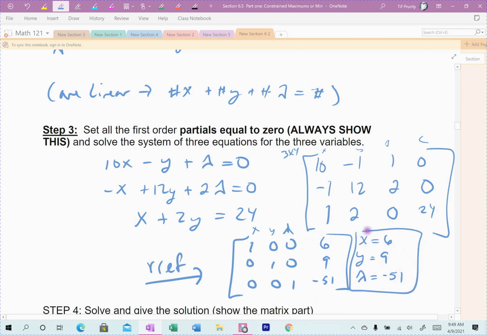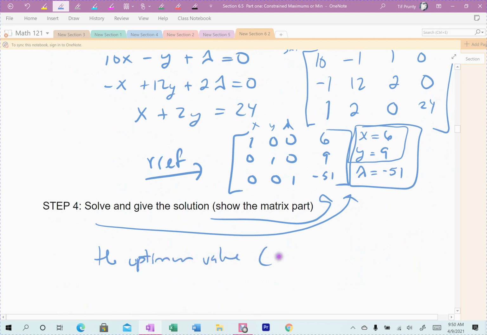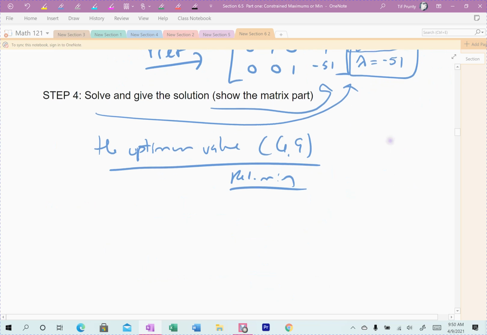Now we find lambda. In this class, we don't do anything other than find it. So we know lambda is negative 51, and we just leave it at that. We're more interested in the x and y, which is the possible optimum value within my constraint. That would be the matrix part, which I already showed up here. So my optimum value is the point (6, 9). In this case it would be a relative min, because the problem told us to assume a relative min.